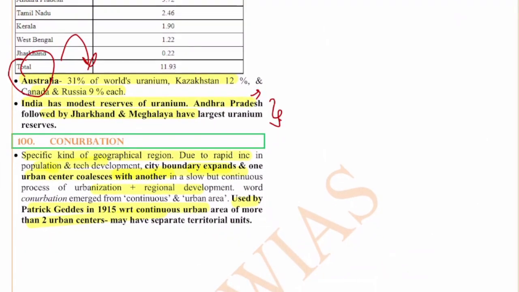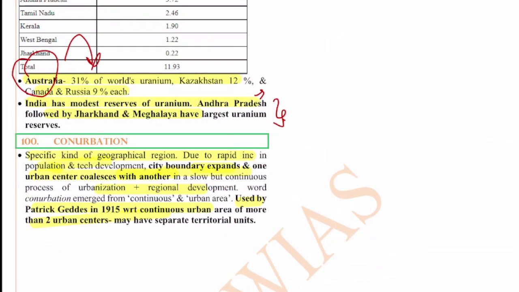Next, the 100th question is on the conurbation. So here it is nothing but expansion of the city boundaries, that is called as conurbation. Expansion of the city boundaries due to rapid increase in population and technological development. The urban centers generally increase. The urbanization plus regional development both happen. So that is called as this word conurbation. It was used by Patrick Geddes in 1915 with respect to a continuous urban area of more than two urban centers which may have separate territorial units. So that means with the expansion of urbanization, cities expand a lot, and two areas which are of different places come together and merge slowly. That is called as this conurbation.